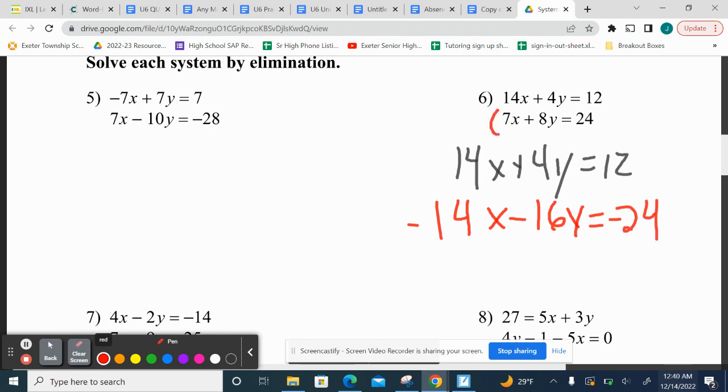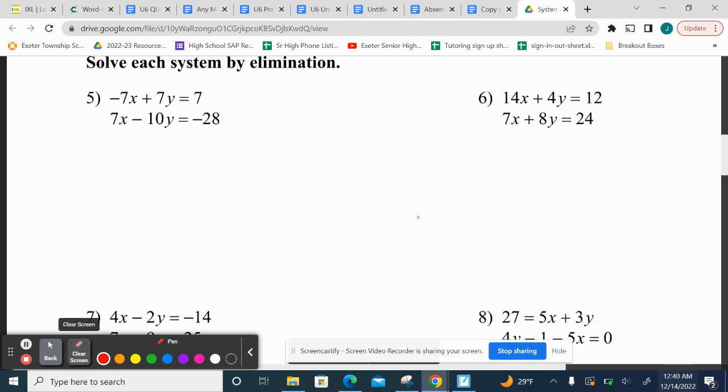Yeah, I would just multiply that times negative 2. You're allowed to do that. You can take a number and make it negative, as long as you get the same number with opposite signs, you're good to go.